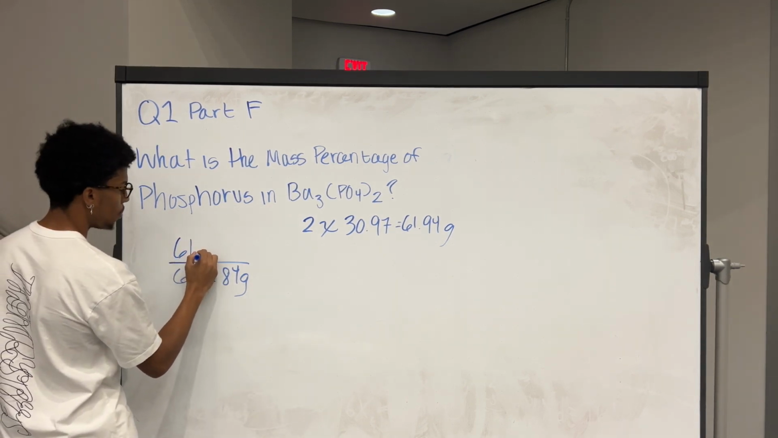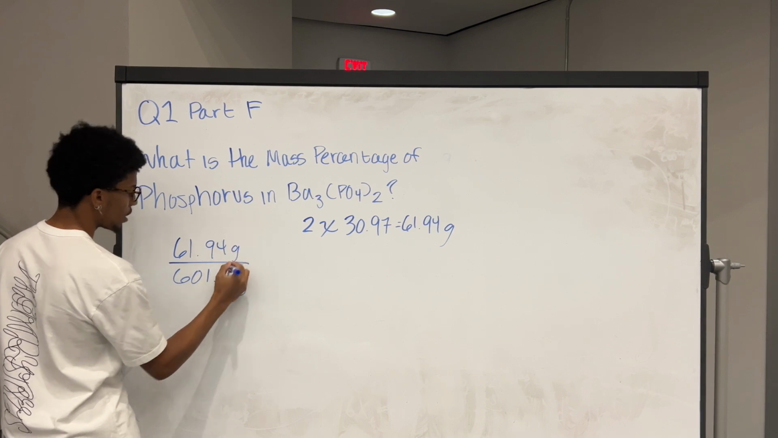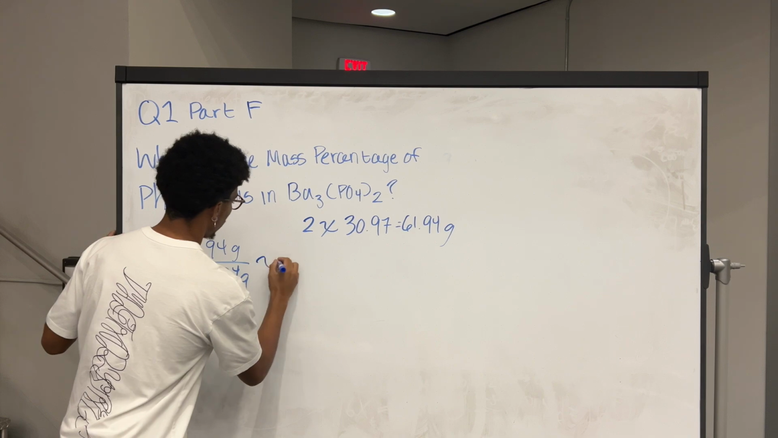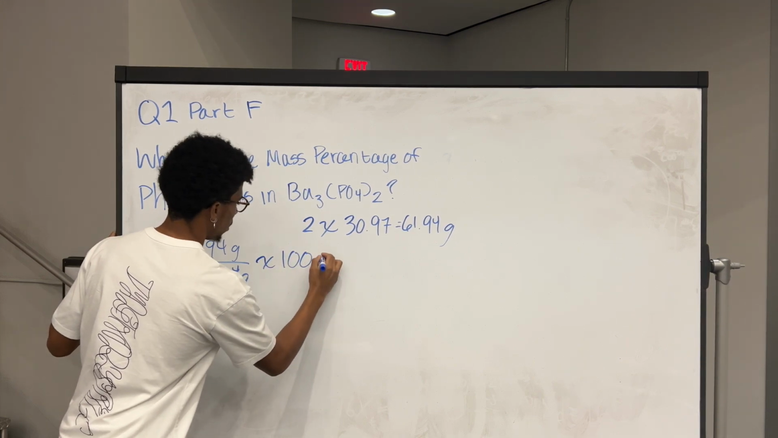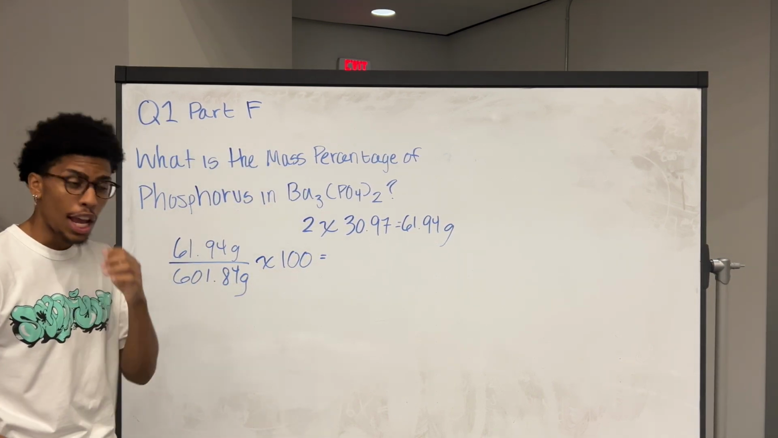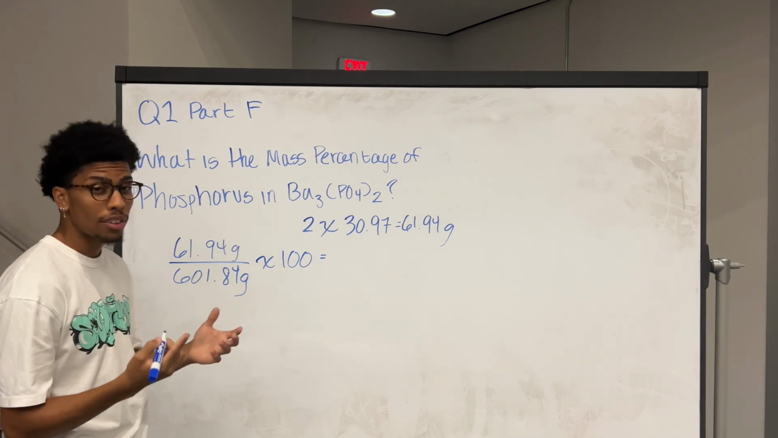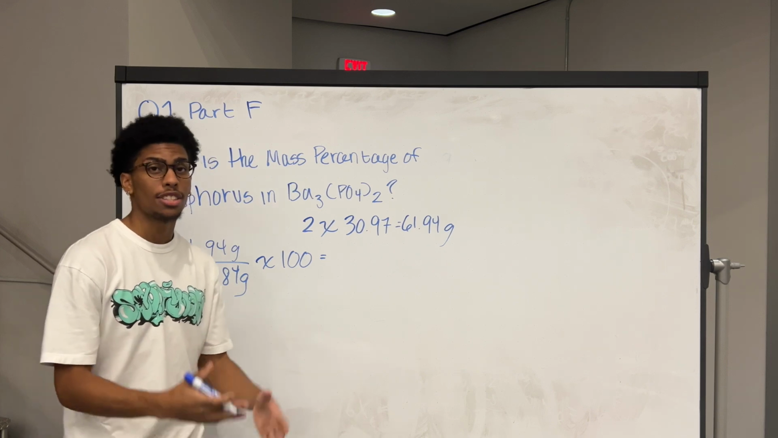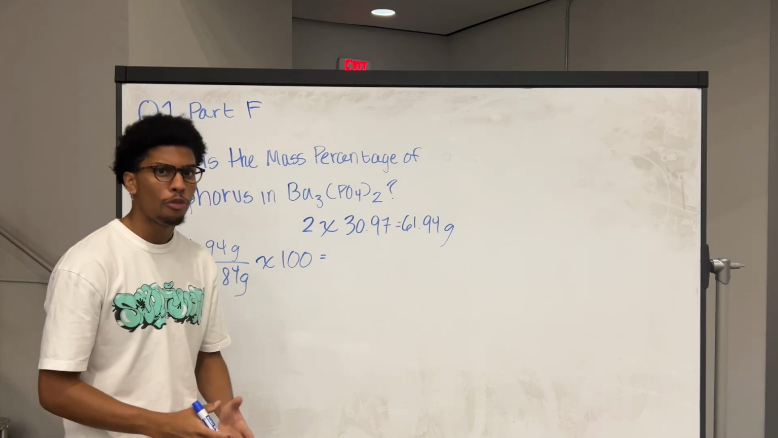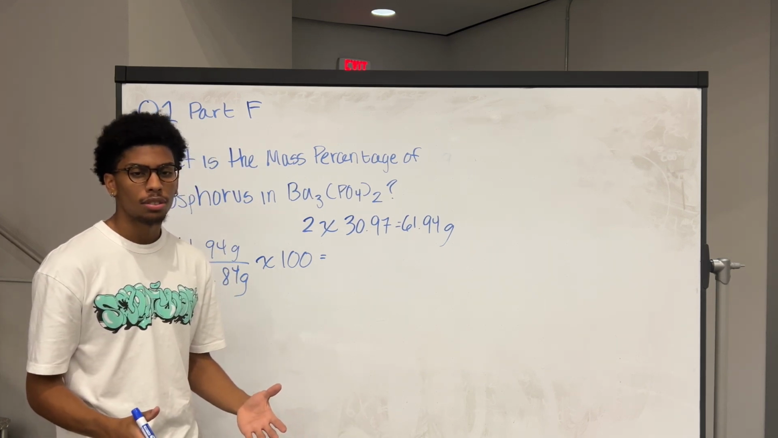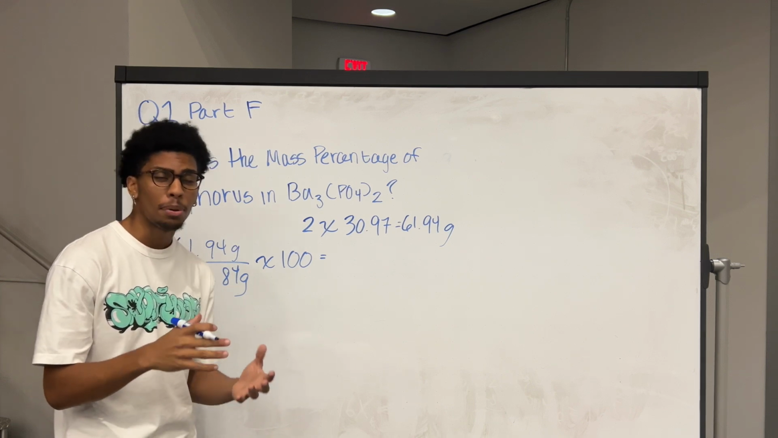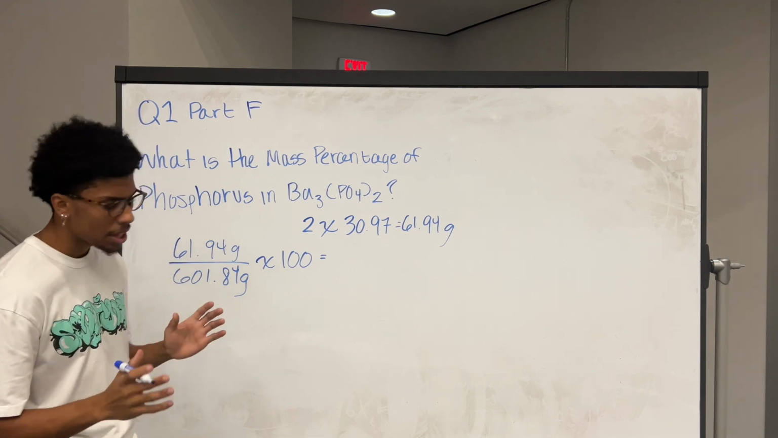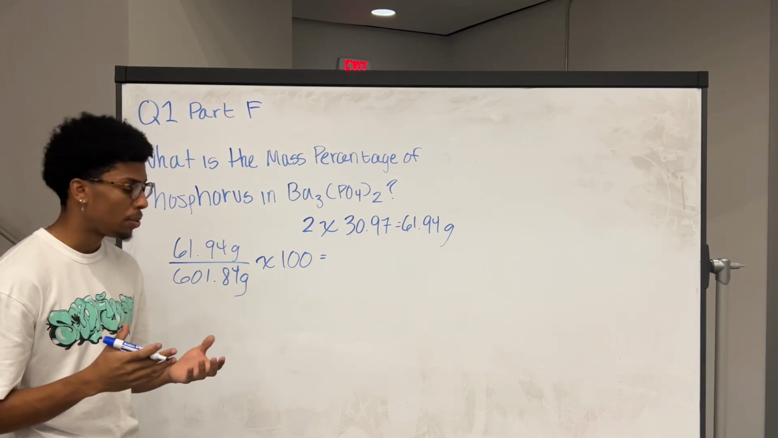So 61.94 grams. And then you're going to multiply that by 100 to give you a percentage. And so your answer, if you round it or if you don't round it, it doesn't matter. It's a multiple choice exam, so pick the answer choice that is closest to your answer. It should not be 5 to 10 difference, but it should be a difference of maybe 1, maybe 0.1, something like that. Nothing very large, but a very small difference.